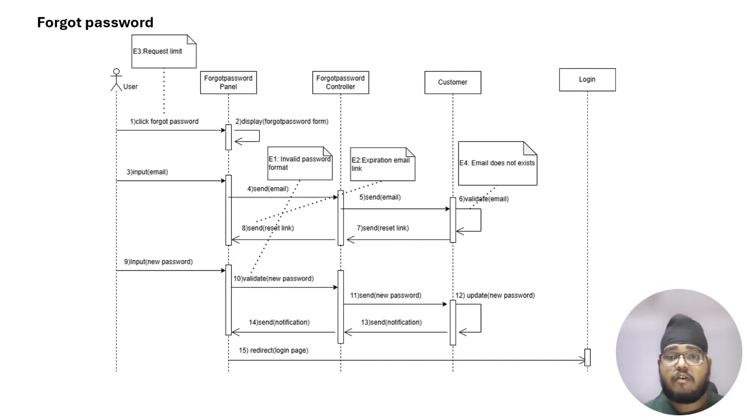And E4 is email does not exist. So the system will verify whether the email exists or not in the database. If the email does not exist in the database, the system will not send the email link to the user's email, and the system will send a notification to the user that the email does not exist in the database.